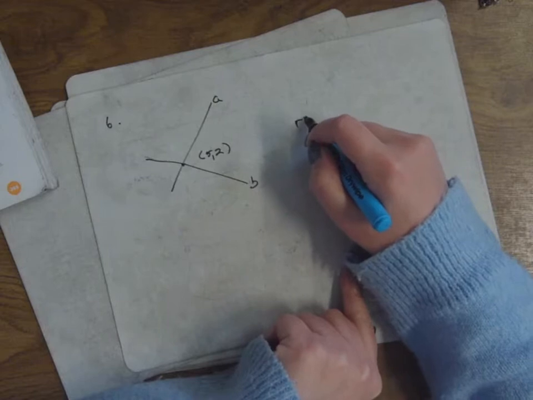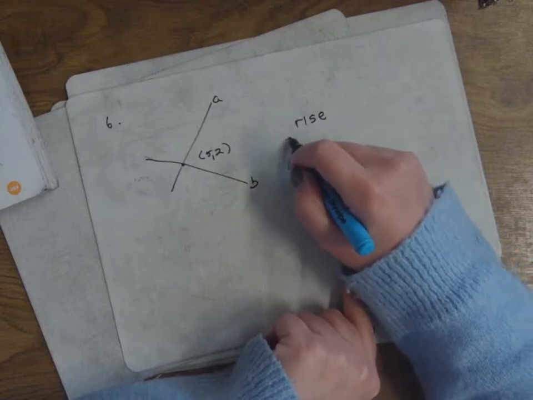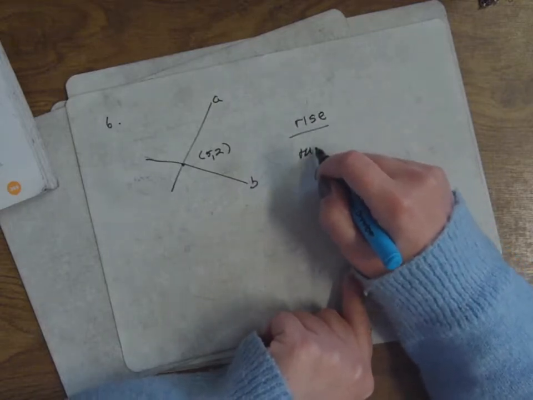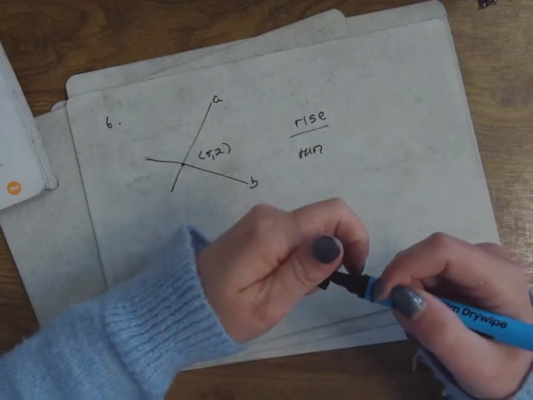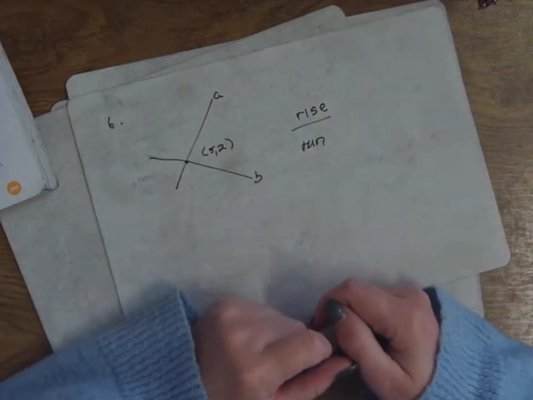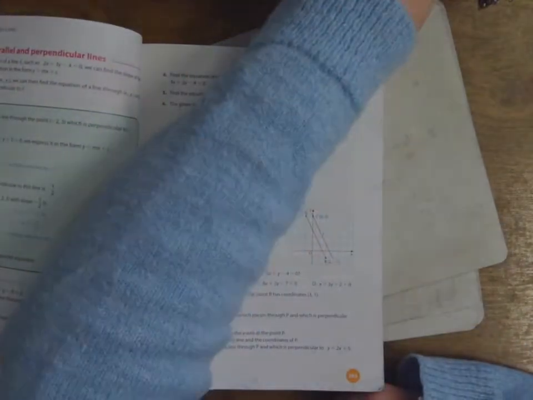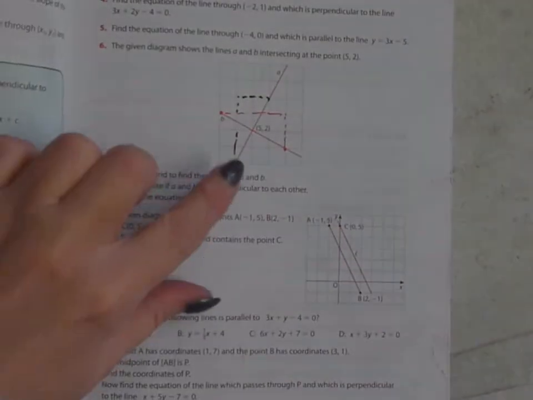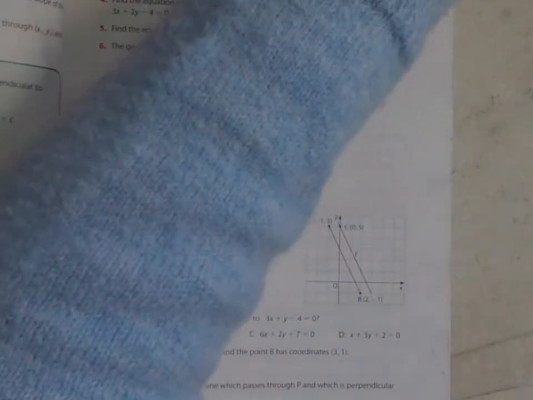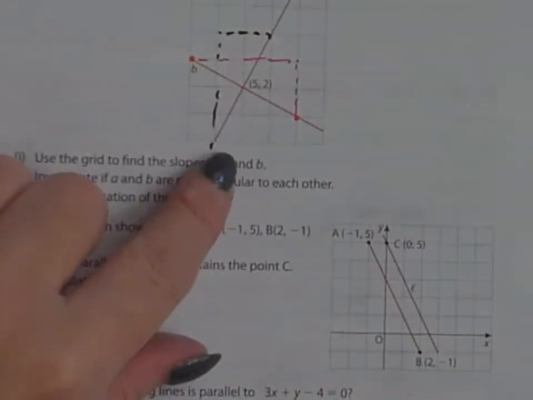Okay, why have I to use rise over run? Because I can't use the formula. Why can't I use the slope formula? Because I only have how many points? I've only 1 point, don't I? And I need 2. Would you agree? Right, okay. So when you have a grid, right, and there's boxes, you use rise over run.